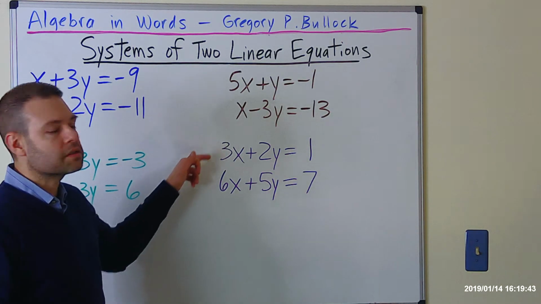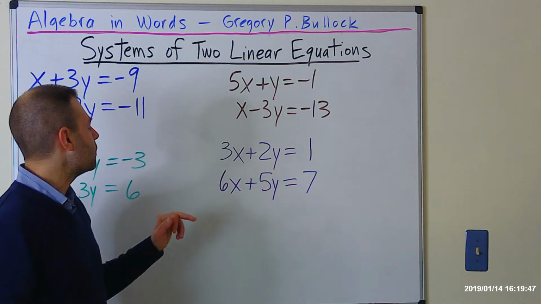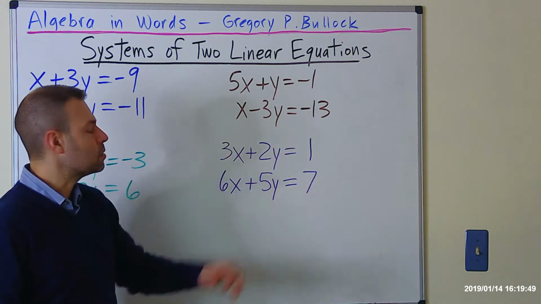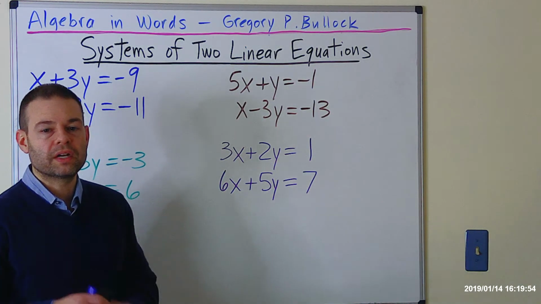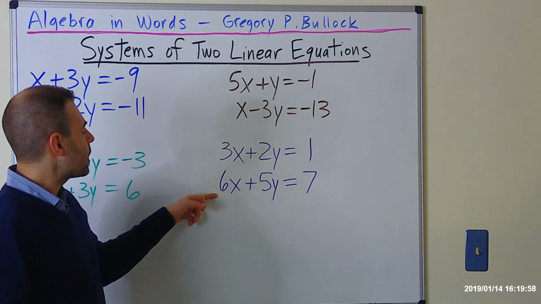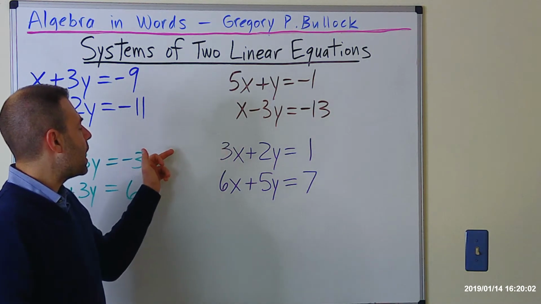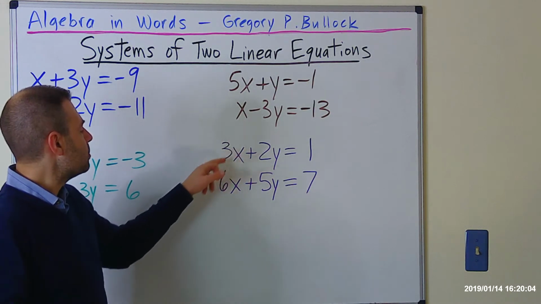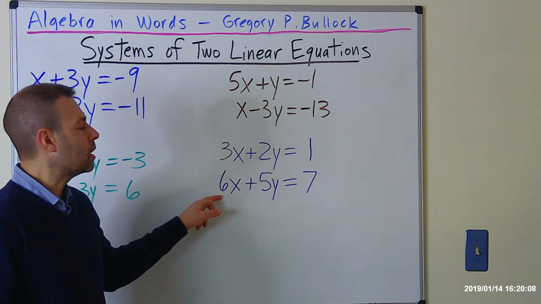And finally, let's look at this fourth group. We have 3x plus 2y is equal to 1, 6x plus 5y is equal to 7. And again, let's just focus on the like terms one at a time. Let's focus on the x's. We have 3x and 6x, so don't you agree that if we multiplied the top through by -2, then this would become -6x plus 6x. This would eliminate to 0.